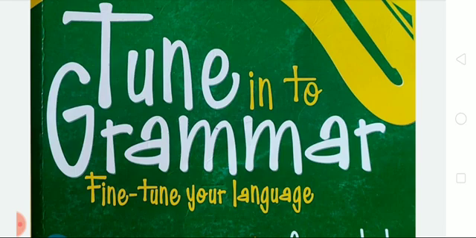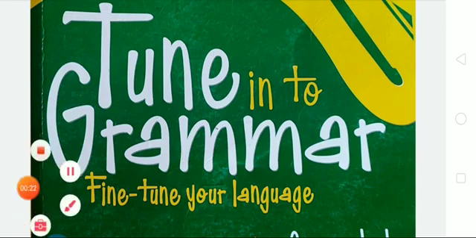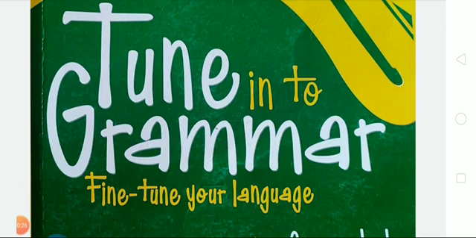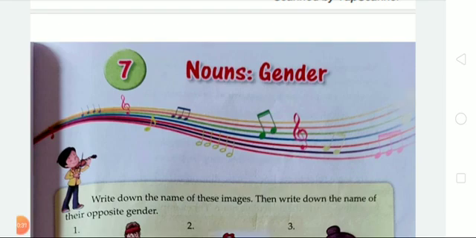My dear students, in my previous video we started chapter number 7, that is nouns, gender, and we already learned what gender is and how many kinds of gender there are. So in today's video I am going to explain the exercises of this chapter. For that, first of all, take out your Tune Into Grammar book and open page number 37.